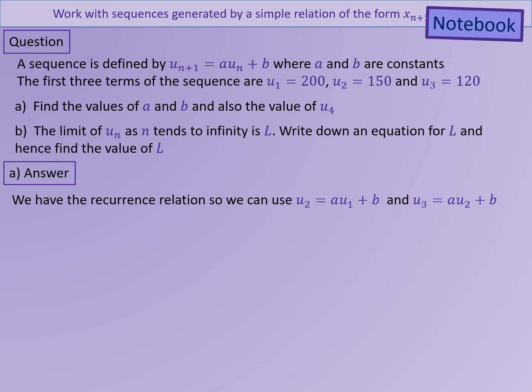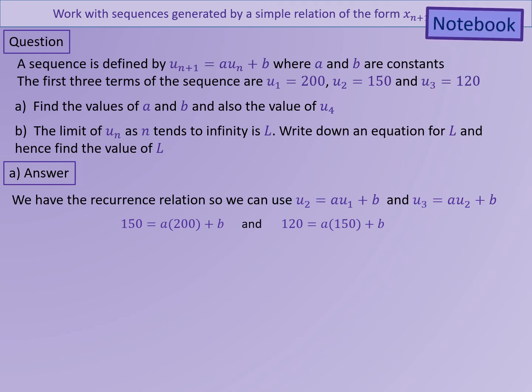We could continue this for as many terms as we like, but we have the values for u1, u2 and u3, so we can now substitute these in. The first one becomes 150 equals a times 200 plus b, using the fact that u1 is 200 and u2 is 150 from the question. We can then substitute u3 and u2 into the second equation. This gives us 120 equals a times 150 plus b.